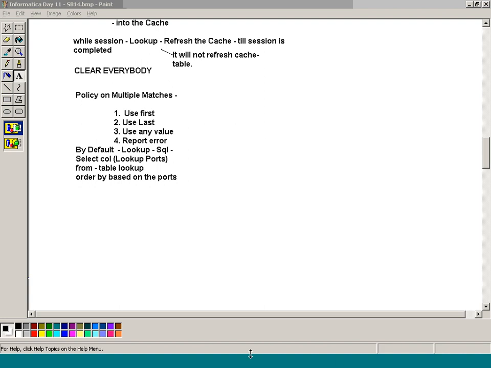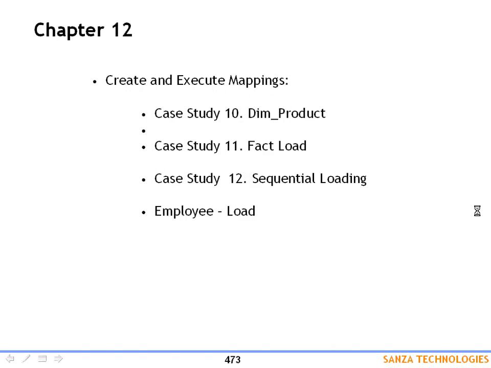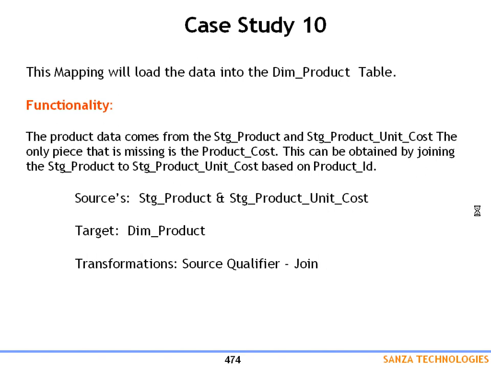Now, coming to today's class, we are going to load data into the dimension product table, and also we'll load data into the fact table. We extract the data from two staging tables, product and product unit cost, and we load the data into the dimension product table.